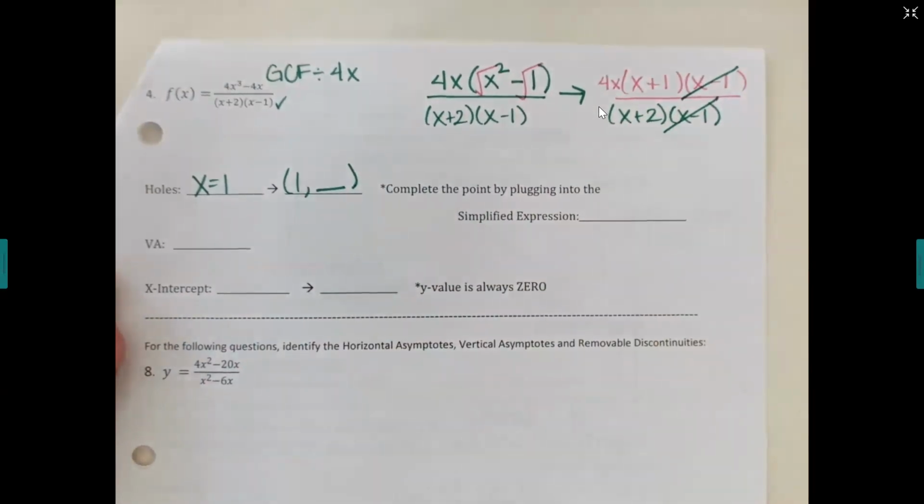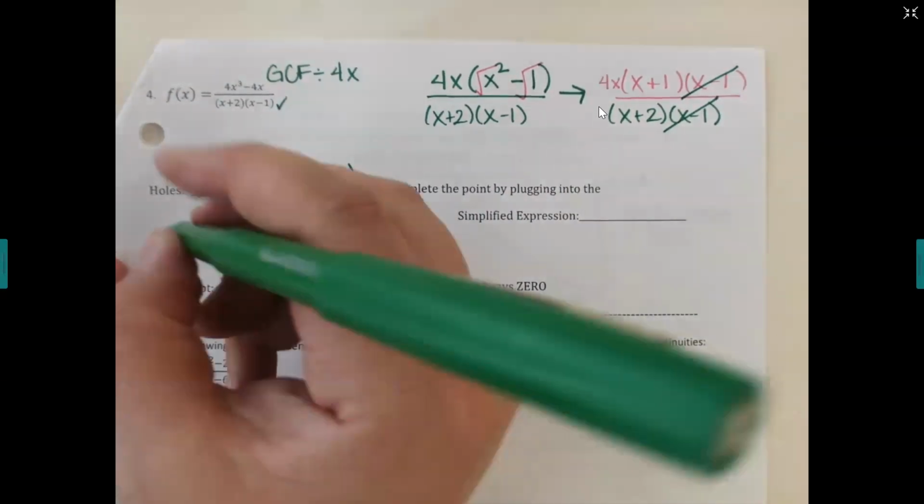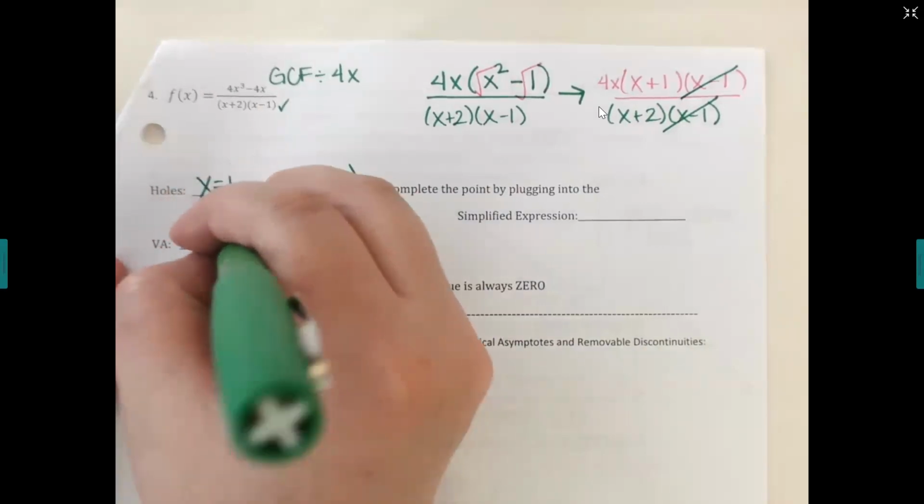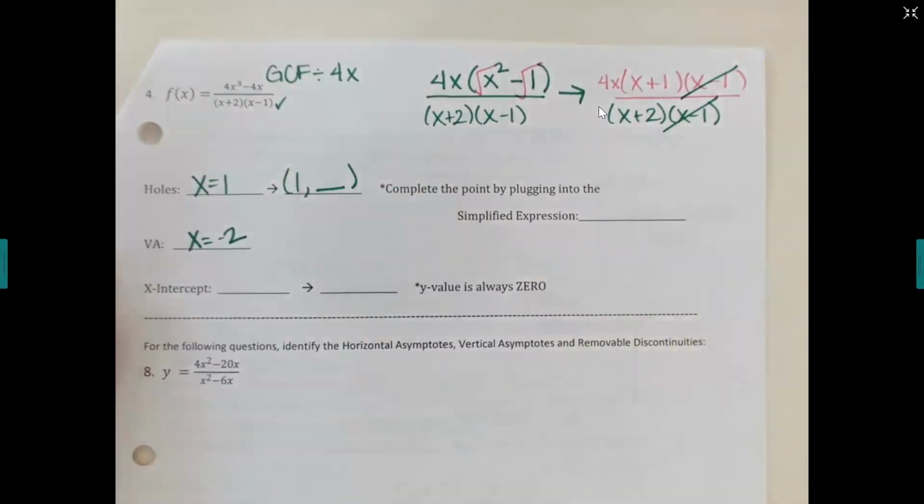Vertical asymptotes are the bottom leftovers. What number will it happen at? X equals -2. And x-intercepts are top leftovers. How many top x's are there left over? 2. Then that means that this graph is going to have 2 x-intercepts.